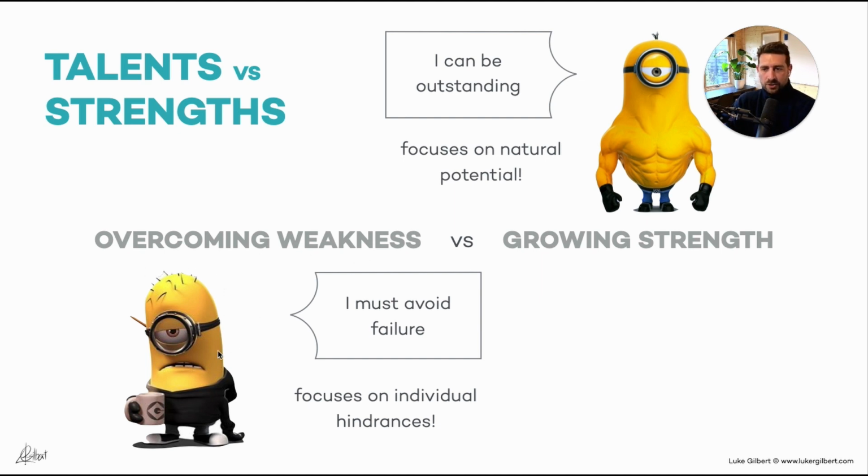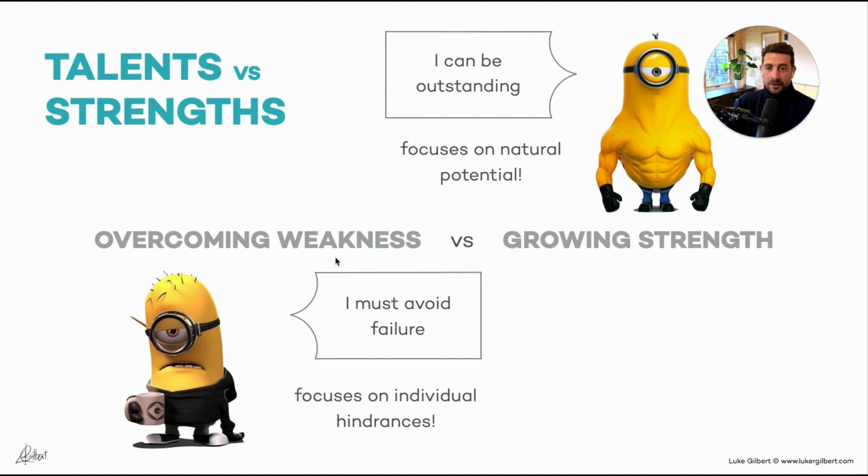A lot of the time we're thinking about development in this old framework, and that is overcoming our weaknesses. If you look at this guy, this is commonly what we think of when we're thinking of becoming better, developing ourselves. I must avoid failure. That's the rhetoric that we think of. If we want to get better at something, well then, let's find the things that we're not good at and make sure that we're better than we were before. So we focus on individual hindrances, the things that are stopping us, preventing us from being able to take the next step, go further. So we're trying to overcome our weaknesses.